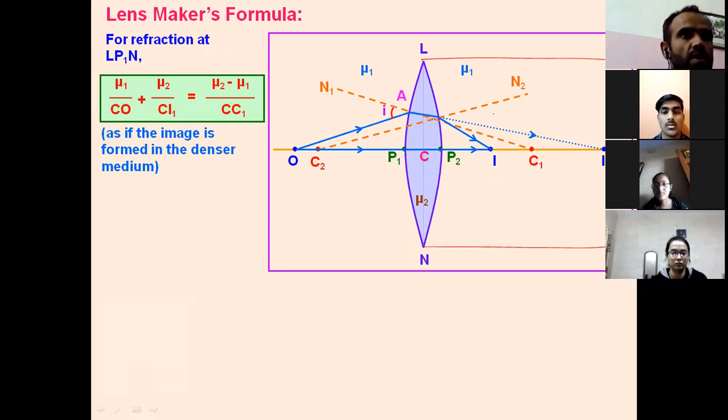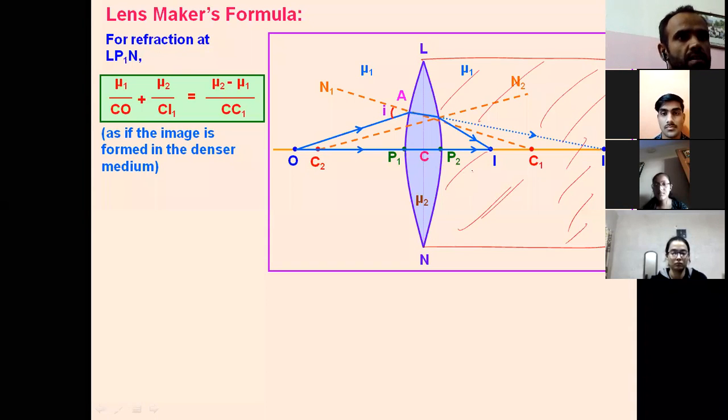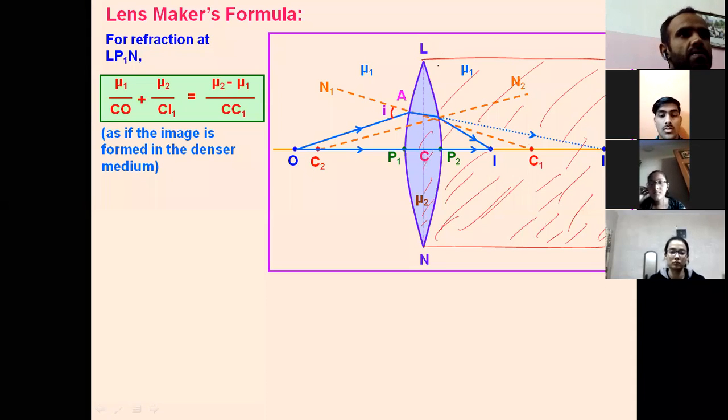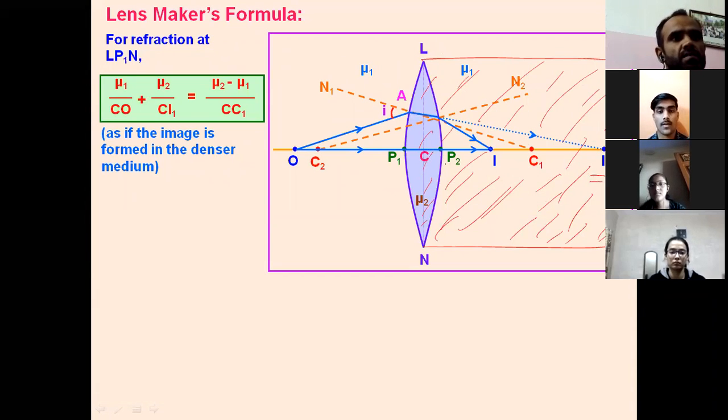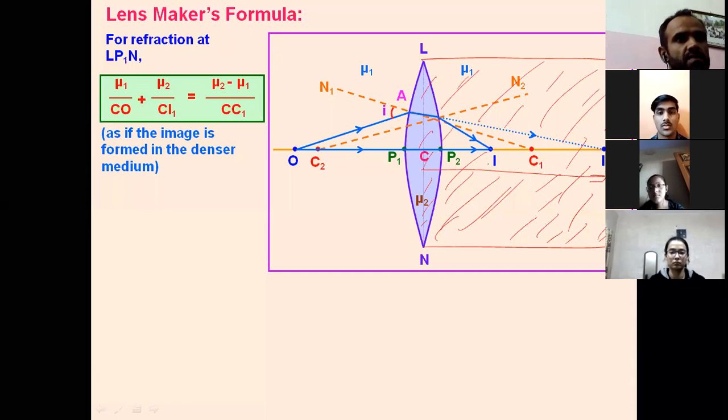हम इसको पूरा लेंस नहीं मान रहे हैं, फिर से हम इसको क्या मान रहे हैं, बच्चों, it is convex spherical surface and the medium is denser. So image is formed in denser medium at I1. So for first case this will be the image distance. ये image distance हो जाएगा. Understood? CC1.